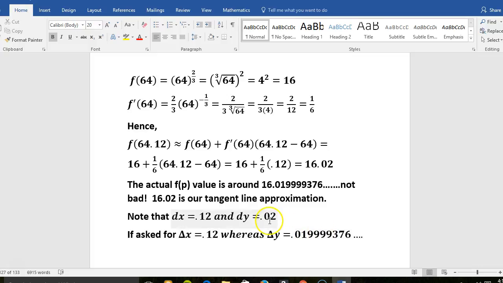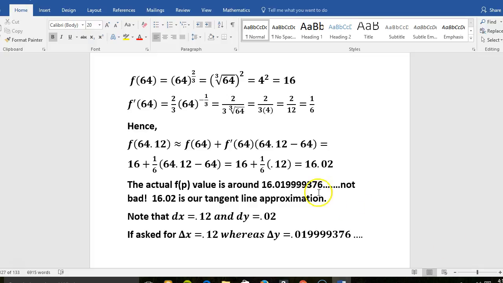Now dy, remember from the last video we went through this. We did a little bit of easy calculus, and we got that 16.02. That was from the last video, where we got our dy and our tangent line approximation. That 16.02 is not exactly f of 64.12, but it's mighty close to being 64.12 raised to the power of 2/3. It's not identical, but it's mighty close.